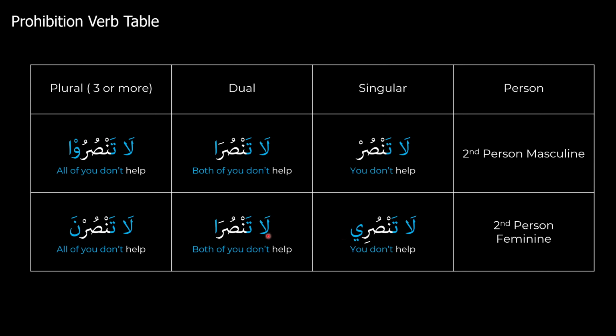And again, same thing here with the dual. You have la tansura. Noon is dropped because we put a sukun on it, and then now prohibition at the front. So this becomes both of you don't help. And then for second person feminine plural, we have la tansurna. And here the noon isn't dropped because this is the noon of femininity. So we keep it, and this means all of you don't help.